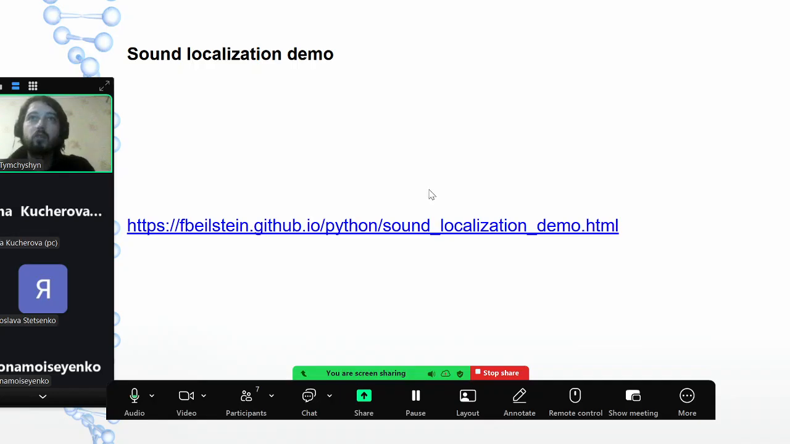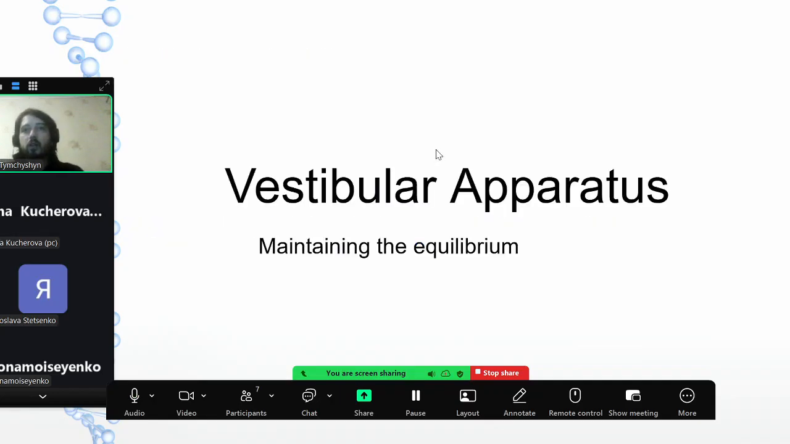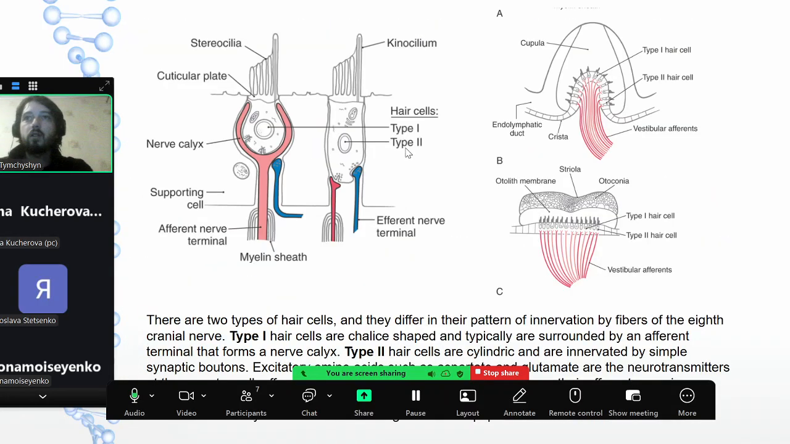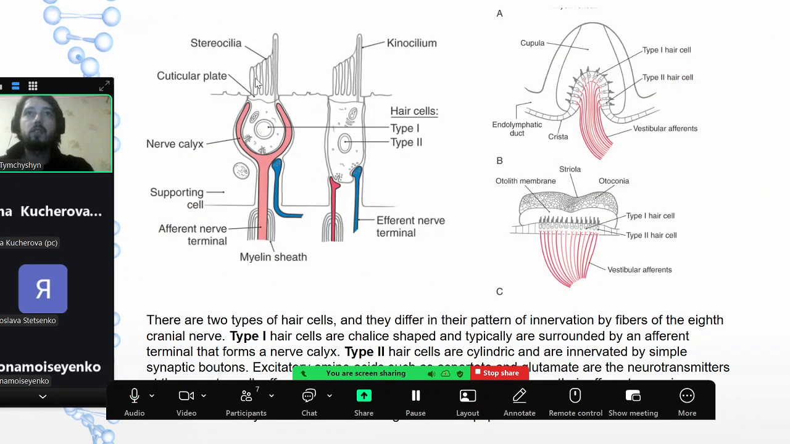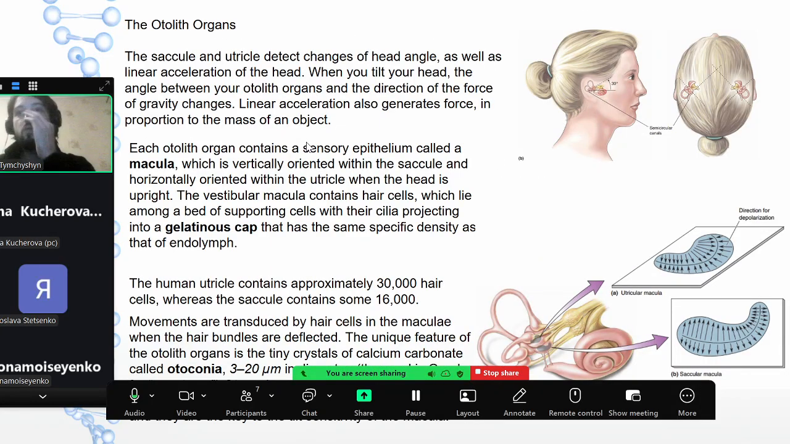But you know, that's pretty okay. And I fully discard the vestibular apparatus. There is a pretty similar mechanism. The only thing is that these stereocilia are wobbled not by the acoustic sounds, but by the liquid in these channels.